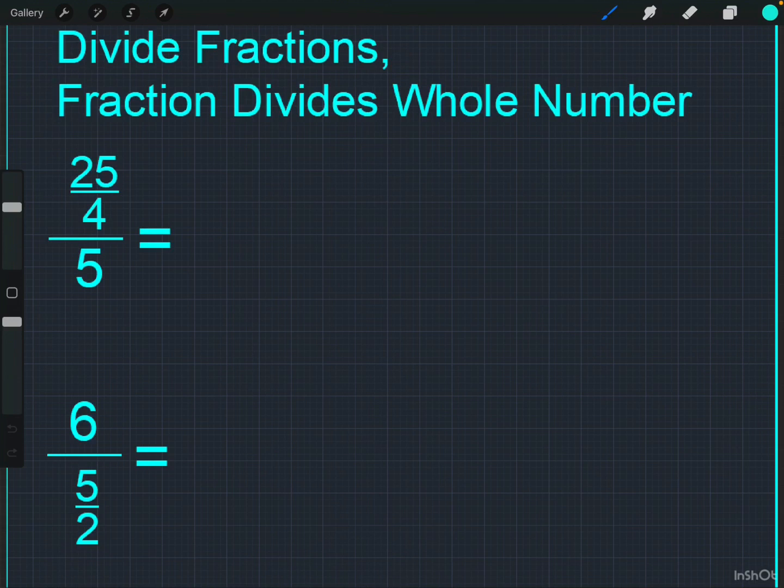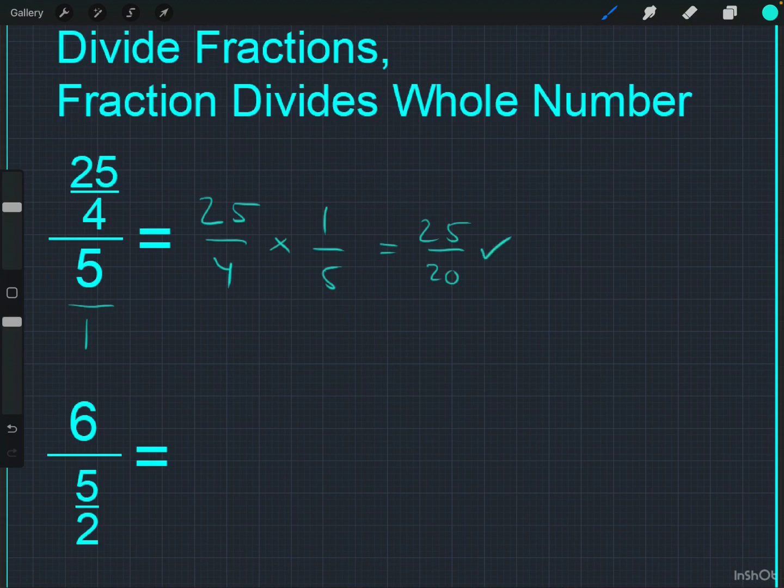Now we have two last examples. We have 25 over 4 divided by 5. We consider 5 to be 5 over 1. So we keep the fraction, 25 over 4, the same. We multiply by the second fraction flipped, 1 over 5, and that is equal to 25 over 20.